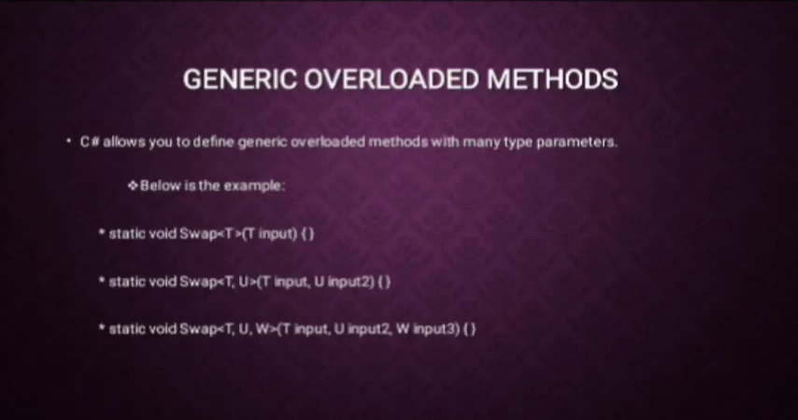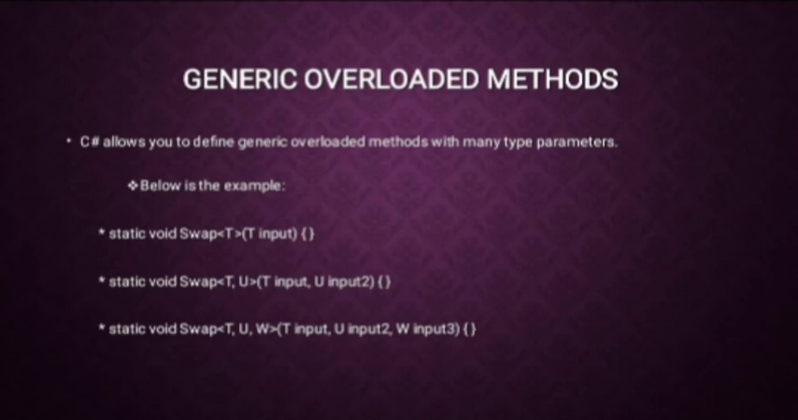Now, generic overloaded methods. They also contain overloading. We all know what overloading is, function overloading, operator overloading. In the same way, this is generic method overloading. The examples are static void Swap of T, where T is the type argument, with input. The second one is T comma U, so T input 1 and U input 2. And also static void Swap of T, U, W, with T input 1, U input 2, W input 3. This is basic information to show that generics also have overloaded methods.